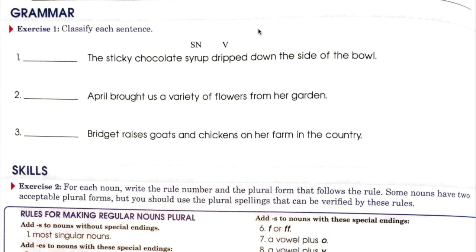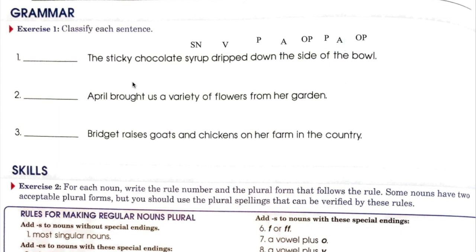Down is always a preposition. Down what? Side. Object of the preposition. The is always an article adjective. Of is always a preposition. Of what? Bowl. Object of the preposition. The is always an article adjective.